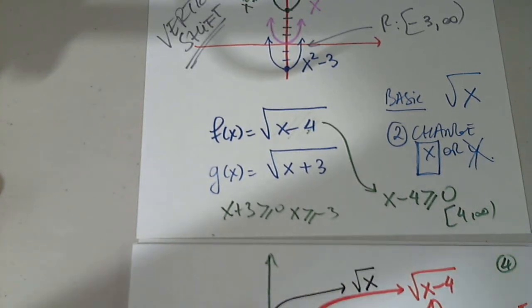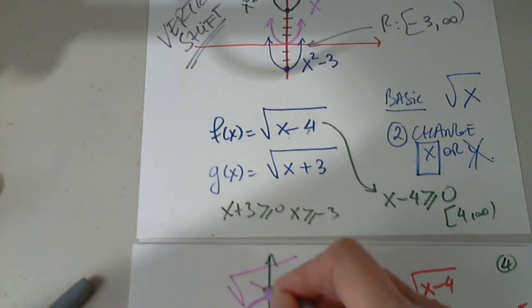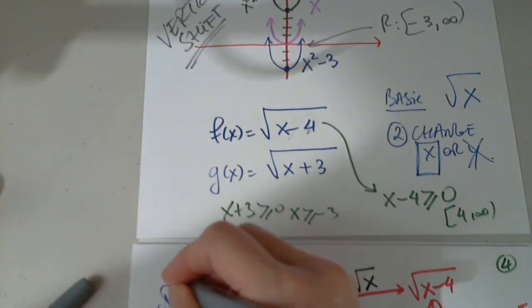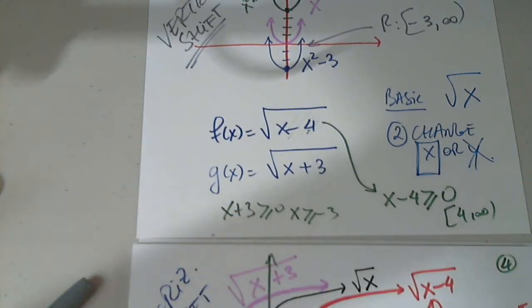The other one, x plus 3, is a shift to the left of 3. 1, 2, 3, right here, at negative 3. So this is the square root of x plus 3. So we always identify what changes first, and then we conclude where the graph is going. So this was a horizontal shift. When we change x, we're talking about horizontal shifts, like this situation.